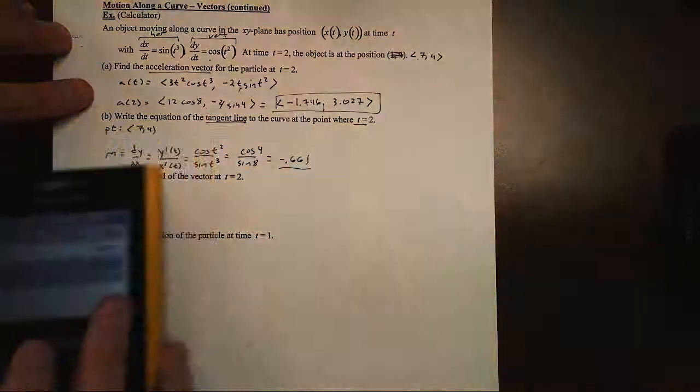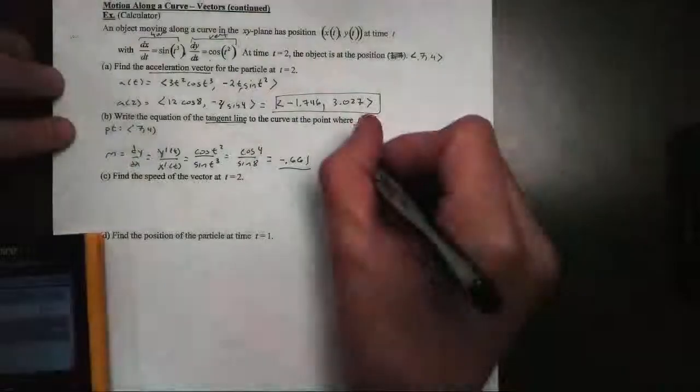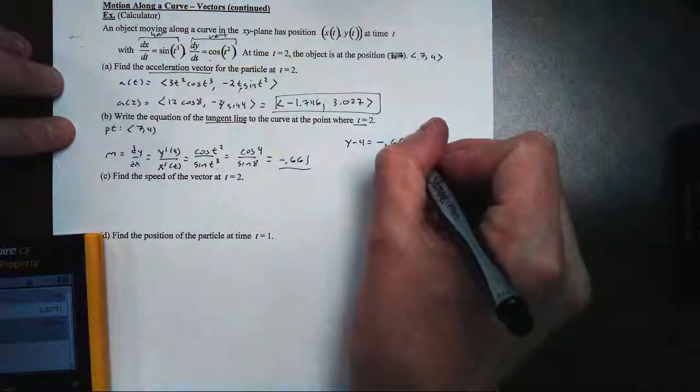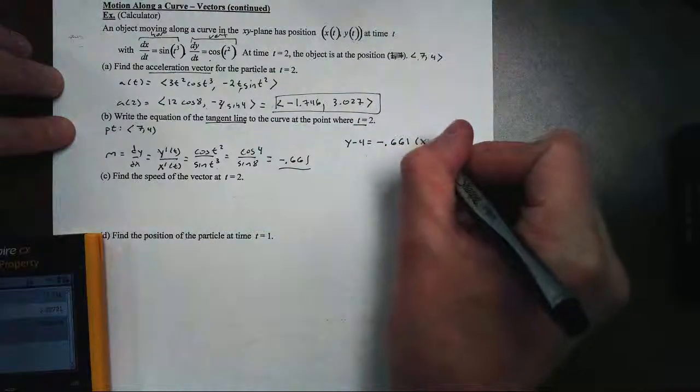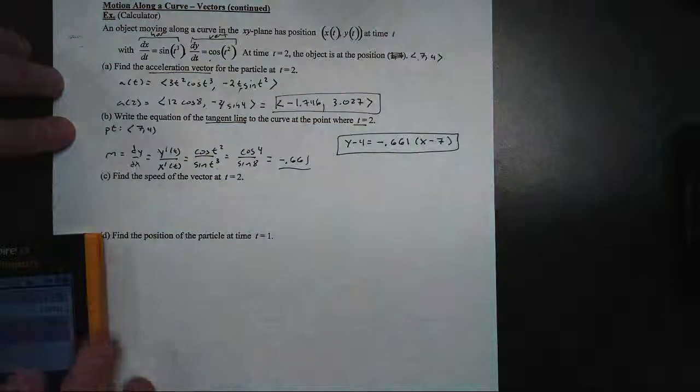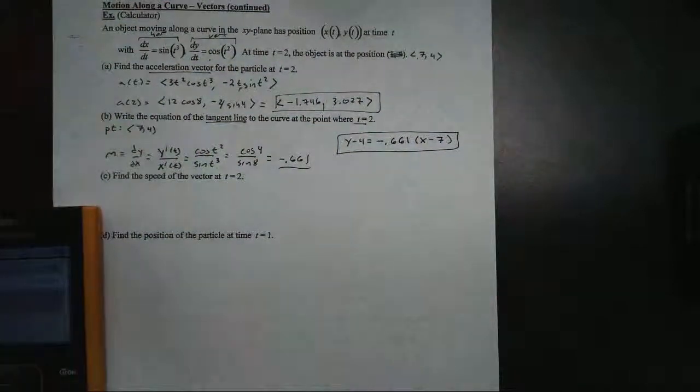So there's my slope. To write my tangent line, we can go y minus 4 equals negative 0.661 times x minus 7. And there's our tangent line. Pretty easy to do right there.